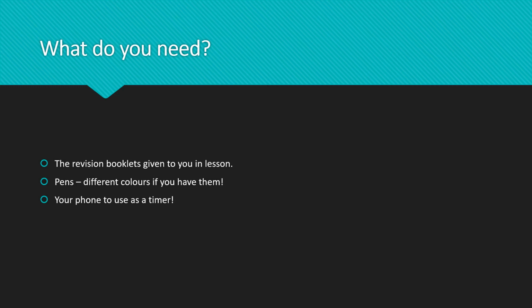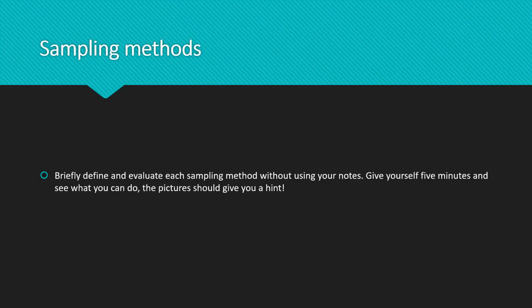So let's get started. The first task I want you to do is briefly define and evaluate each sampling method. I say briefly, you don't have to write every single thing and your evaluations can be in bullet points. Do it without looking at any of your previous notes, without researching it, do it from your memory to see what you can remember. Pause the video here and time yourself 5 minutes to see what you can do. If you have got the booklet in front of you, the pictures should give you a hint, but pause the video now, time yourself for 5 minutes, see what you can remember.